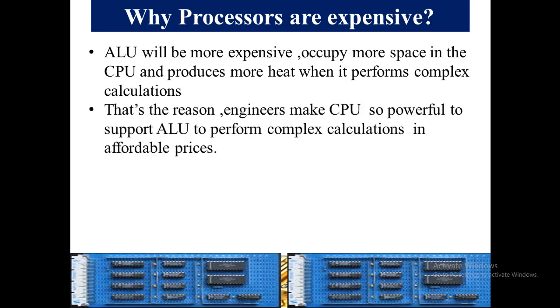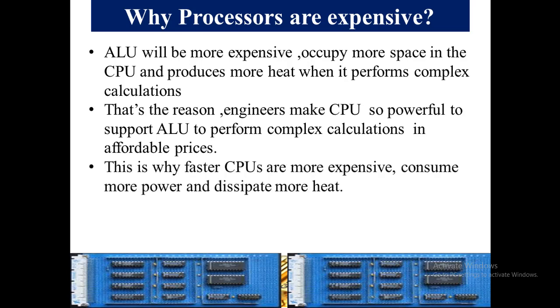That's the reason engineers make the CPU so powerful, to support the ALU to perform complex calculations at affordable prices. This is why faster CPUs are more expensive, because they occupy more space, they produce more heat, and they perform complex calculations. That's why they are more expensive, consume more power and dissipate more heat.